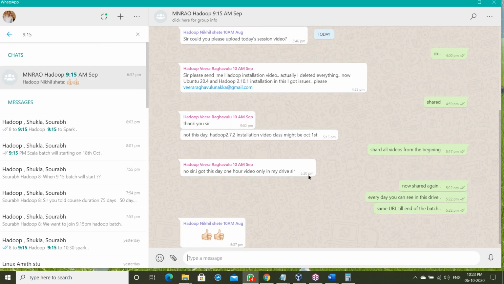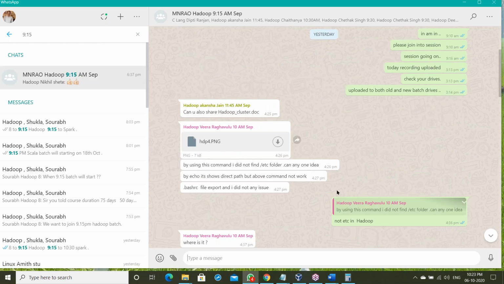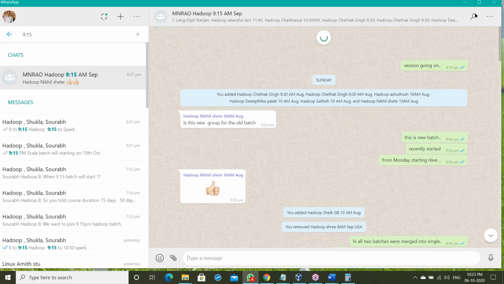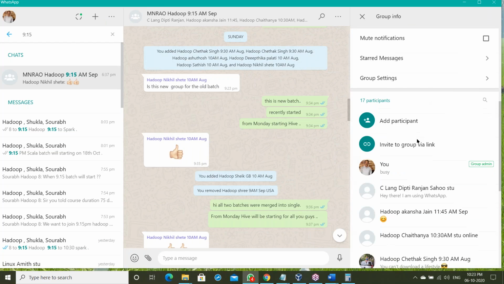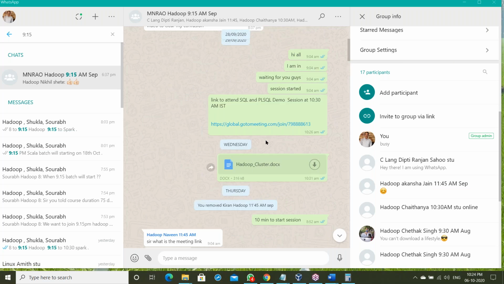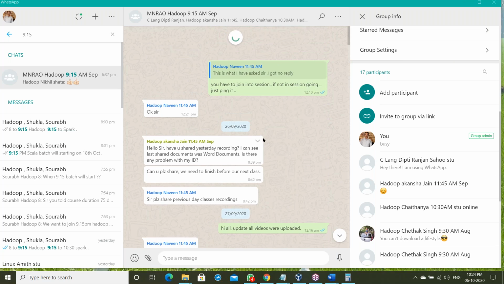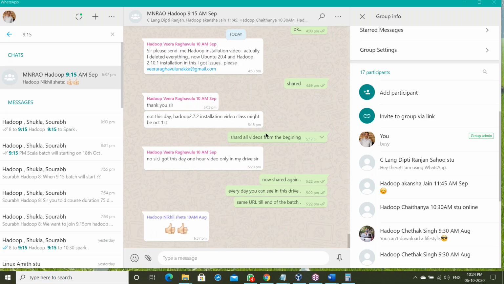See, they are asking all the doubts, and they are sharing screenshots also whenever they are checking. This batch is currently running with this group. There are 17 participants. Almost every batch will have a minimum of 10 members, sometimes 20 members. All these communications are their doubts being asked and me responding.